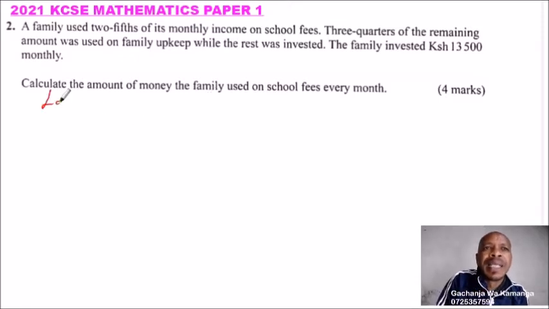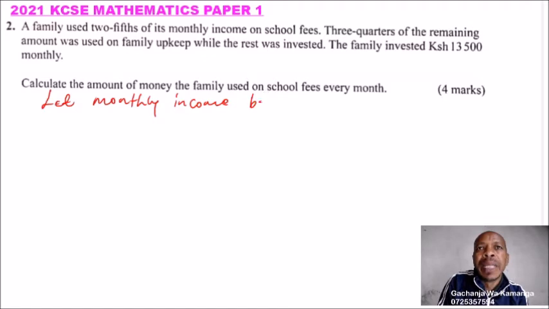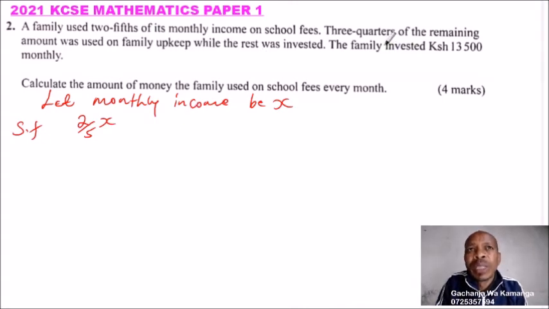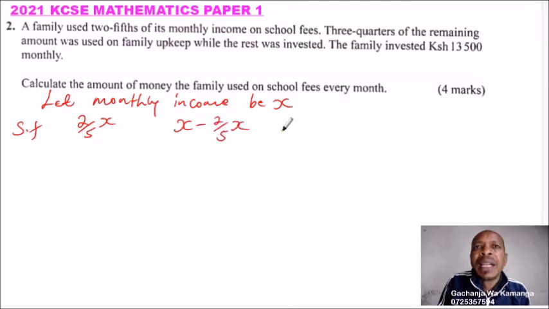We can start by saying, let monthly income be X. Once you say that, then since they were using 2/5 of the total amount on school fees, you say 2/5 of X is for school fees. So the 3/4 of the remaining, you say X minus 2/5 X. It is like 1 minus 2/5, and this is equal to 3/5 X. So that is the remainder.